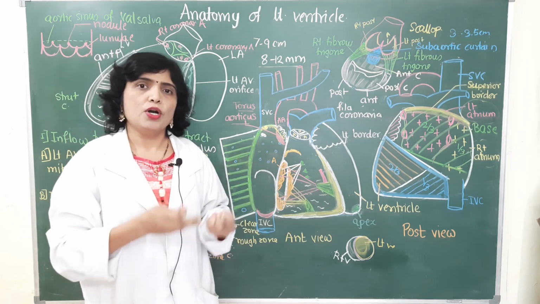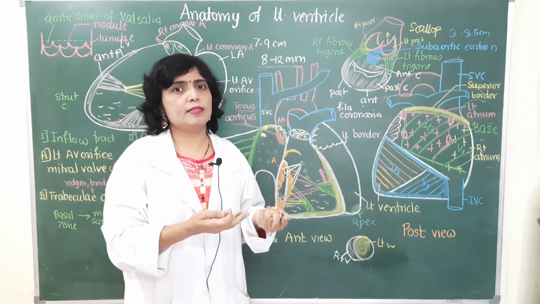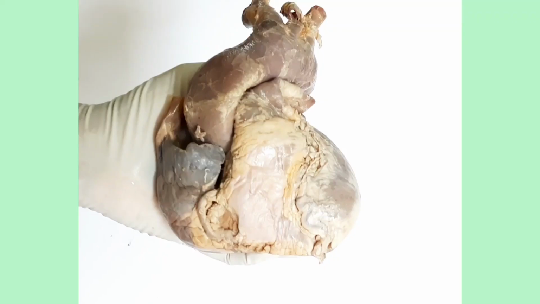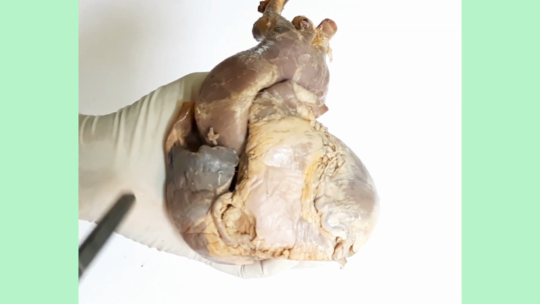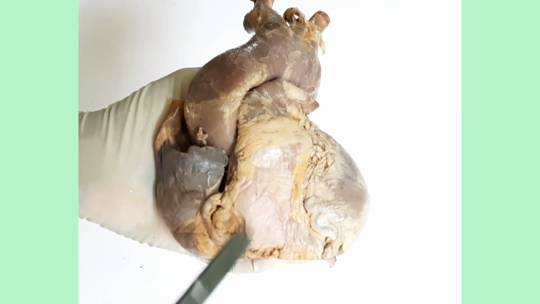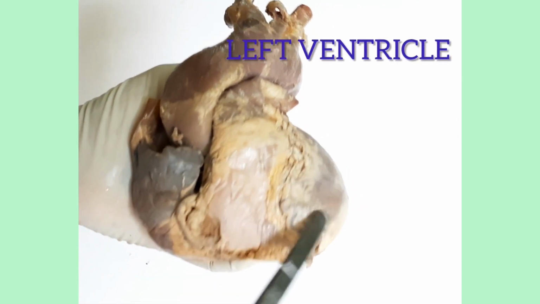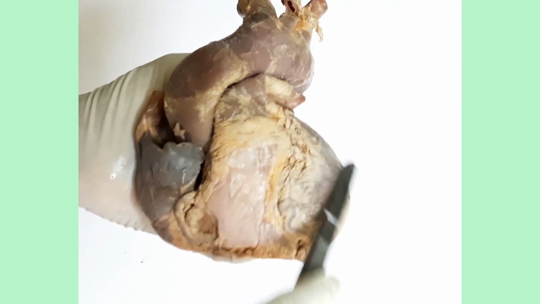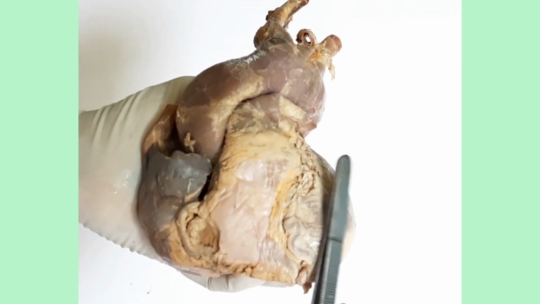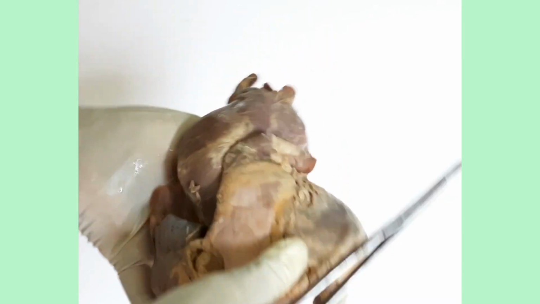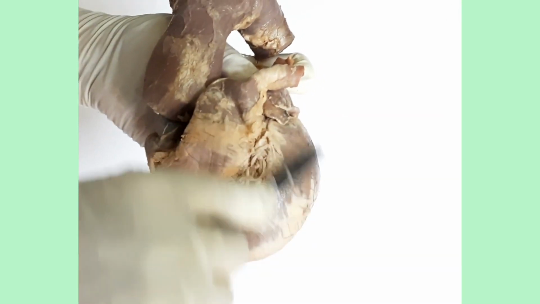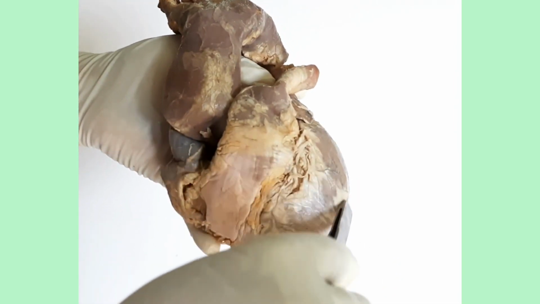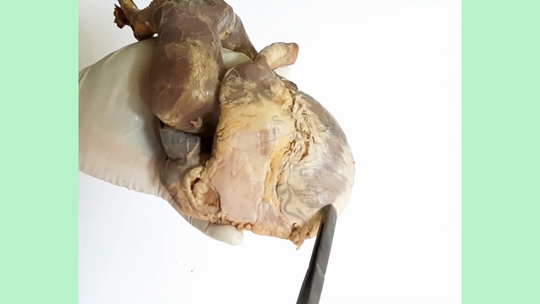The same features of this left ventricle we will see on the specimen of the heart. This is the specimen of the heart. The heart consists of 4 chambers: right atrium, right ventricle, left atrium, left ventricle. In this video, we are going to see the left ventricle. This is the left ventricle. The left ventricle forms part of the anterior or sternocostal surface of the heart. It forms 2/3 of the diaphragmatic surface of the heart, major part of the left surface of the heart, major part of the left border of the heart, and the whole of the apex of the heart.